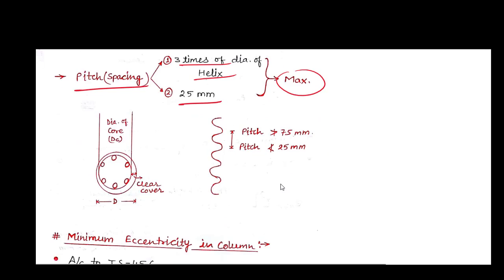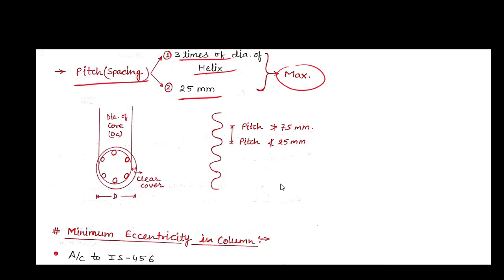So here is the figure given. As I have already told you, the number of minimum bars used in a circular column is 6. So 1, 2, 3, 4, 5, 6. It is a minimum. You can use more, 8 also. It will come as per the design, but you have to use minimum 6 bars. This is the dia of core. It is the clear cover. This is the overall dia of the column, circular column.